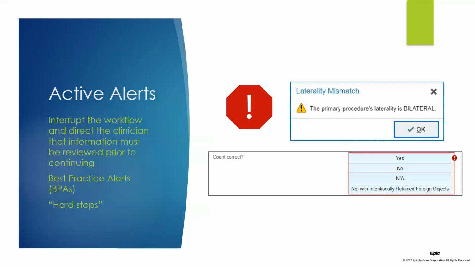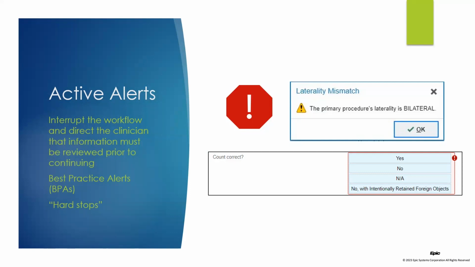There are several types of CDS tools that can be utilized in the EHR. Active alerts interrupt the workflow and direct the clinician that information must be reviewed prior to continuing. These are also known as best practice alerts, or quote unquote hard stops. Some examples of these might include a pop-up window indicating that the side you chose for positioning of a patient might not match the laterality that was put into the surgical case posting.